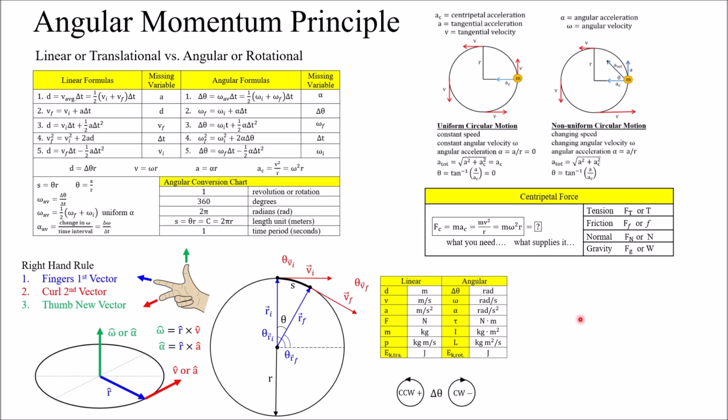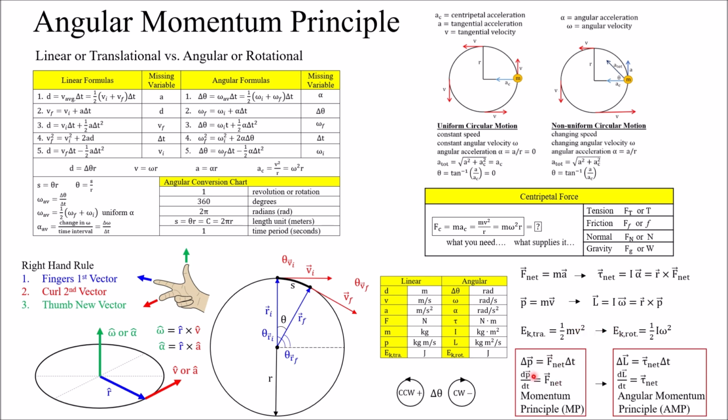We come to the angular momentum principle by converting over our formulas. F net equals ma goes over to torque net, momentum goes to angular momentum, and translational kinetic energy goes to rotational kinetic energy. We can take our momentum principle, the first principle that we learned, and put it over into the angular momentum principle just by swapping the variables. And now we have a new tool for dealing with angular motion versus just linear motion.